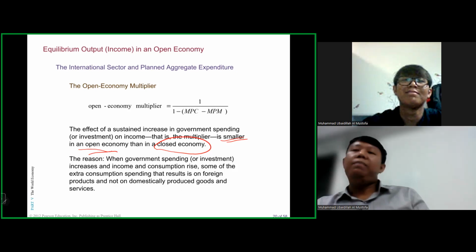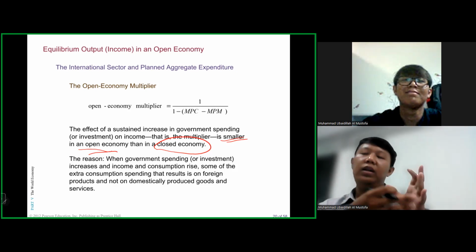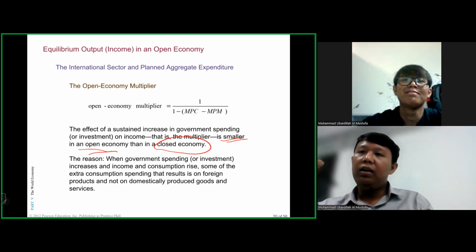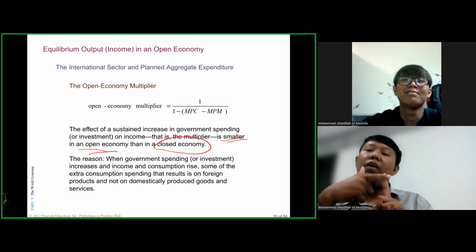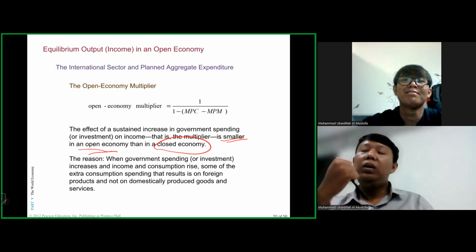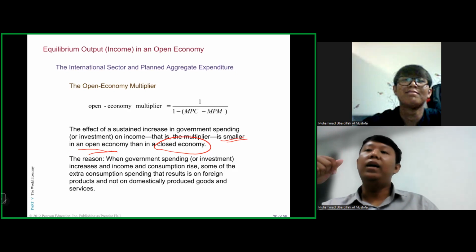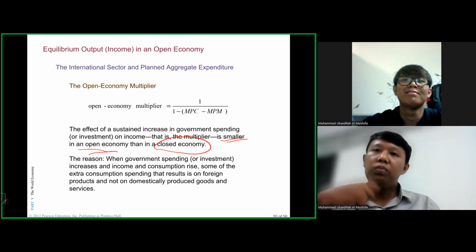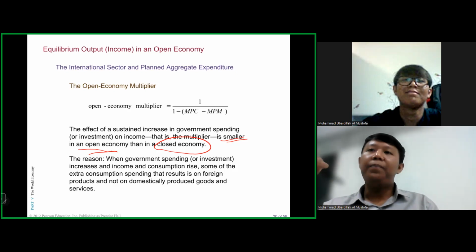So imagine you're living in a closed economy. When your government increases spending, or when we have an increase in our investment, we will have an increase in our national income, right? And this will lead to an increase in our consumption later on. Because as the country gets richer, they have more money, they will consume more, so our consumption will go up.